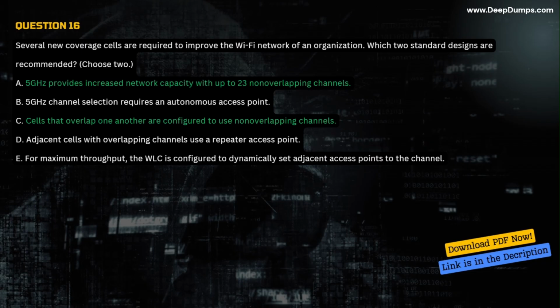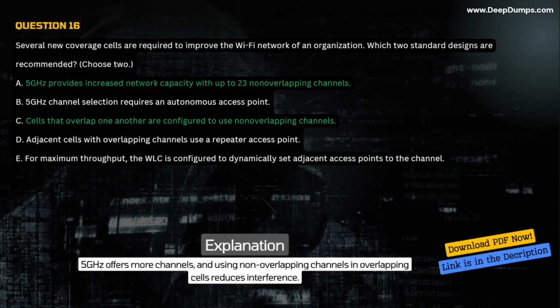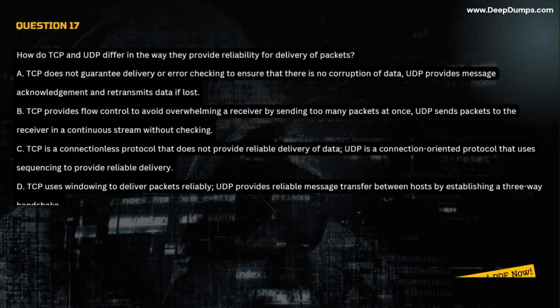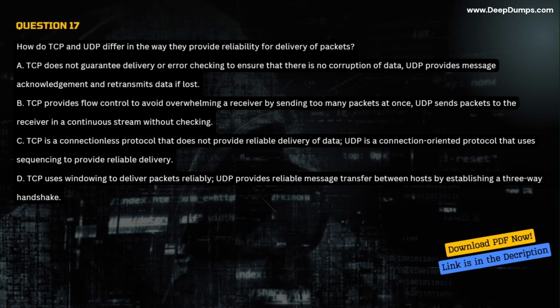Cells that overlap one another are configured to use non-overlapping channels. Explanation. 5 GHz offers more channels, and using non-overlapping channels and overlapping cells reduces interference. Question 17. How do TCP and UDP differ in the way they provide reliability for delivery of packets?